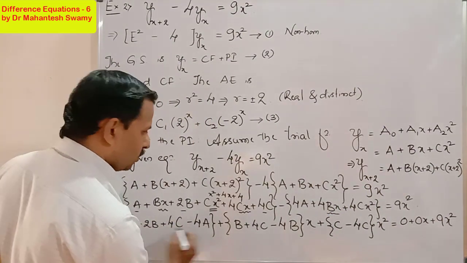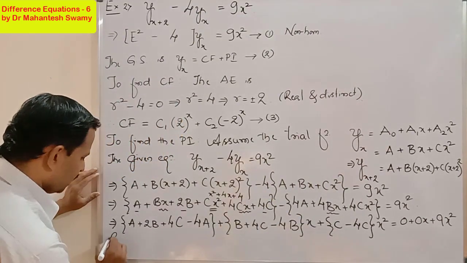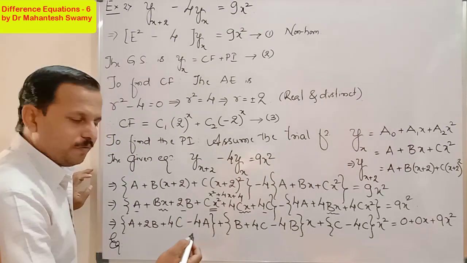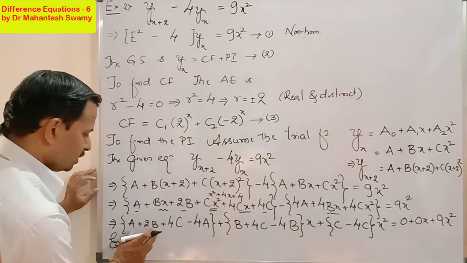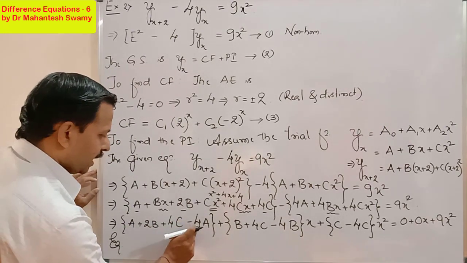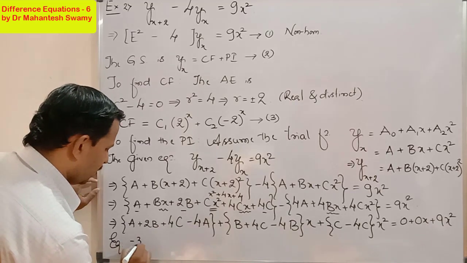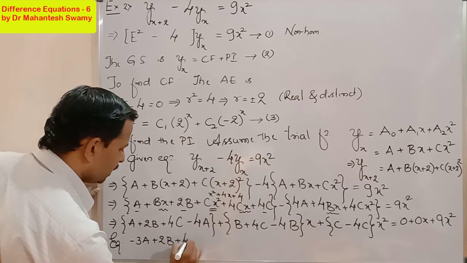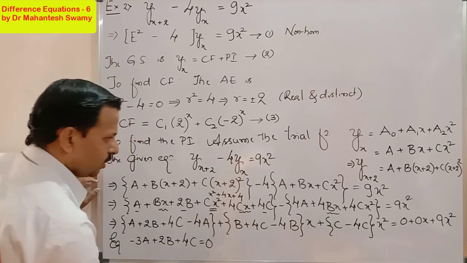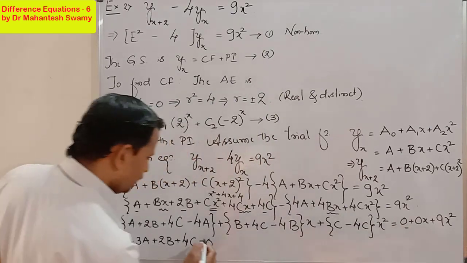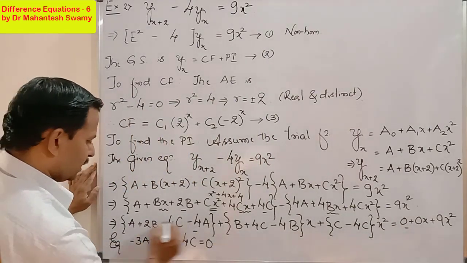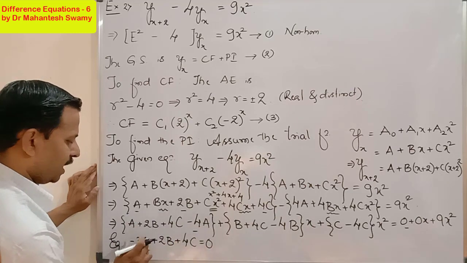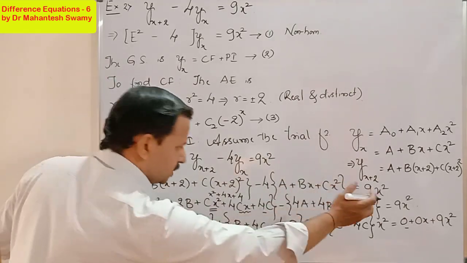So this bracket is equal to 0. Equating the coefficients of similar terms, this is actually minus 3a plus 2b plus 4c equals 0 on RHS. So the constant term here has been simplified: minus 3a in place of minus 4a plus a I have written. So the constant term is 0.